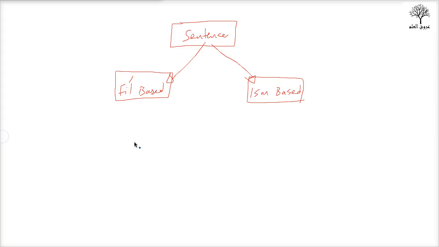A fi'l based sentence is basically a sentence that starts off with a fi'l. It doesn't matter how many words come after it. If the first word in the sentence is a fi'l, then we call this a fi'l based sentence. The technical term for it is jumla fi'liya. By the way, we're going to be covering quite a lot of introduction today about the basic things that we need to know, and then we're going to start the hadith inshallah. So a jumla fi'liya, a sentence that begins with a fi'l, is a verb based sentence basically.